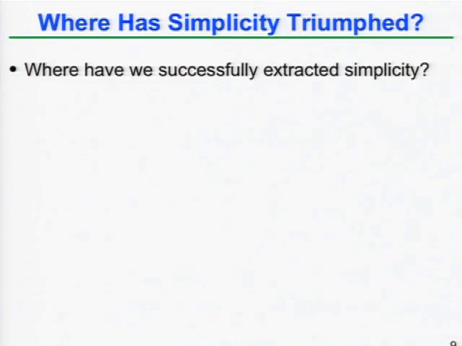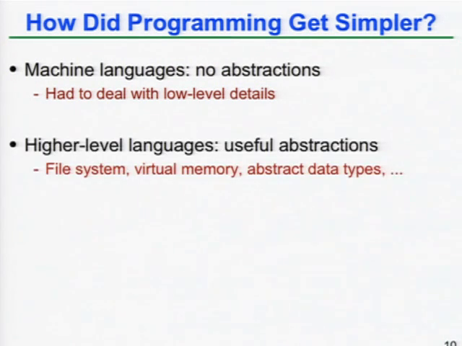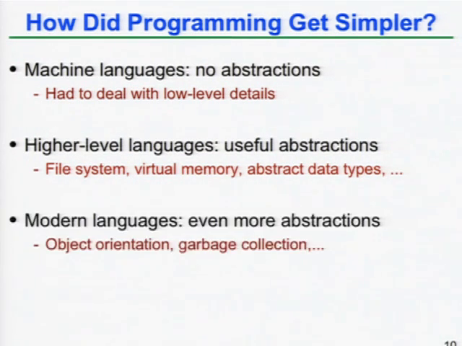So where has simplicity triumphed? It's an example where we've successfully extracted simplicity out of a place where things used to be very complex. Most people would say programming is one of our best examples in computer science. So how did programming become simple? We started with machine languages, had no abstractions, you had to deal with all the low-level details. Then you had higher level languages, and they used a lot of useful abstractions: file systems, virtual memory, abstract data types. And then we have the modern languages that have object orientation and garbage collection and so forth.